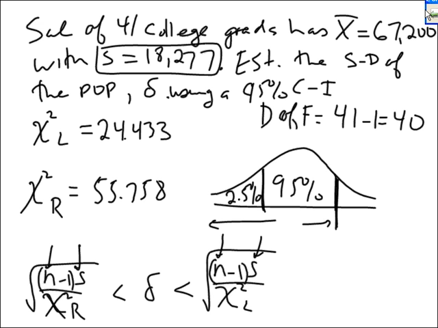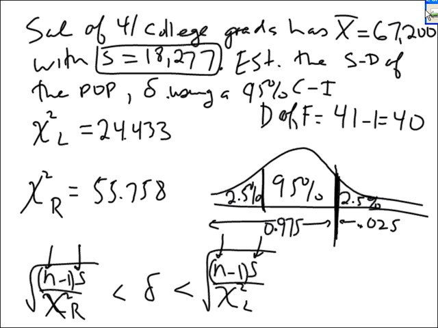2.5% goes here, 2.5% goes here. So all the way up to here is 97.5%, 0.975. And to the right of this line is 0.025. 2.5% equals 0.025. And that's what you use.